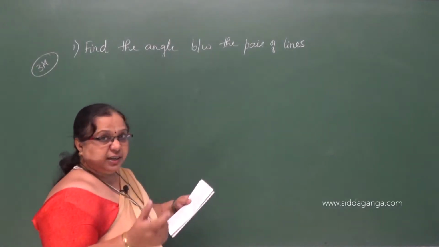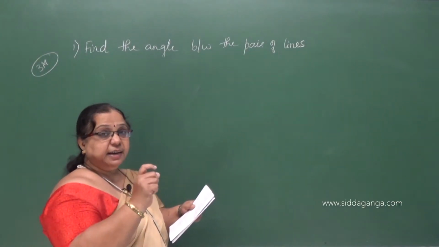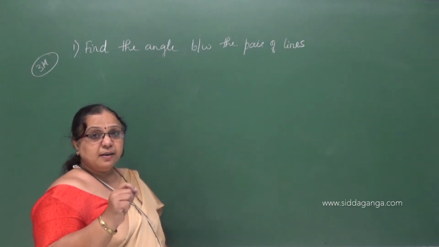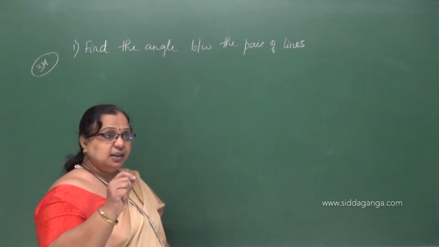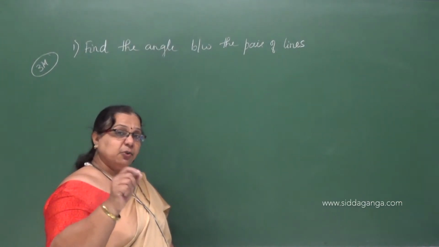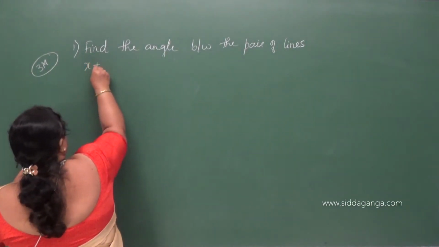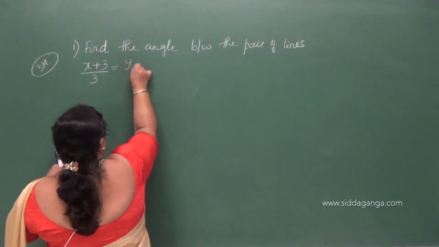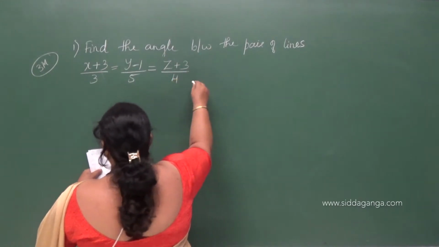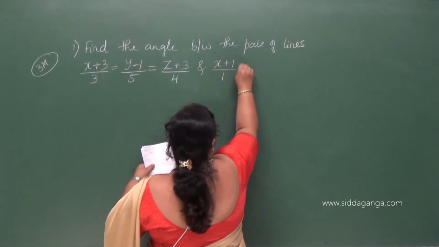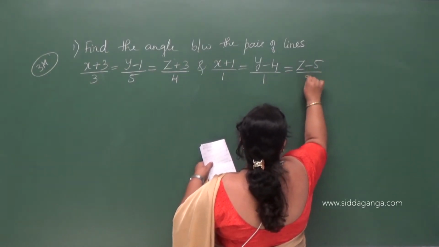We have to check the Cartesian form, the general form: x minus x1 divided by a equal to y minus y1 divided by b equal to z minus z1 divided by c. They must be in the same form. Only after writing it in that standard form can we take the a, b, c values; otherwise our a, b, c values will be wrong. So the pair of lines is x plus 3 divided by 3 equal to y minus 1 divided by 5 equal to z plus 3 divided by 4, and x plus 1 divided by 1 equal to y minus 4 divided by 1 equal to z minus 5 divided by 2.